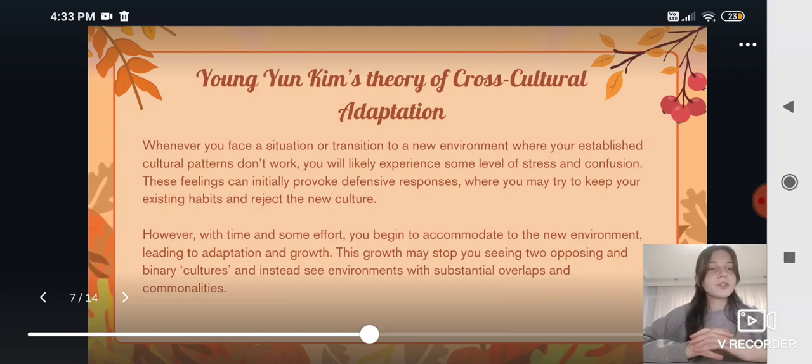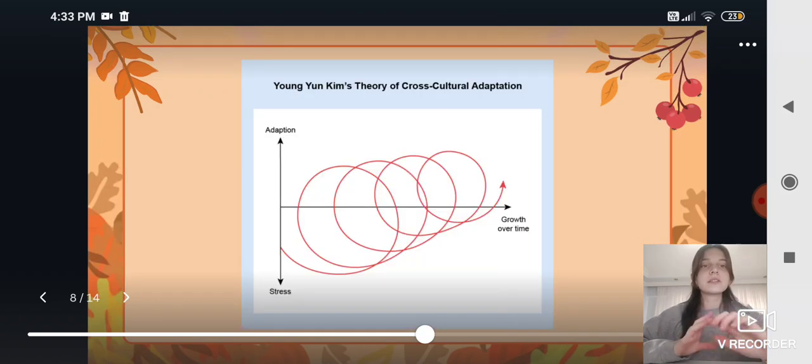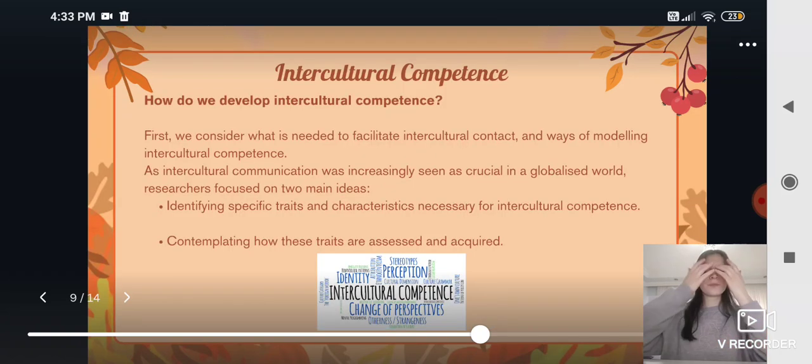Young Kim's theory is also similar to the U curve and W curve. And also you can see the diagram of that theory here. It starts with stress, but with time we are trying to adapt to the culture and it's rising to the adaptation level. So let's talk about intercultural competence on this page.